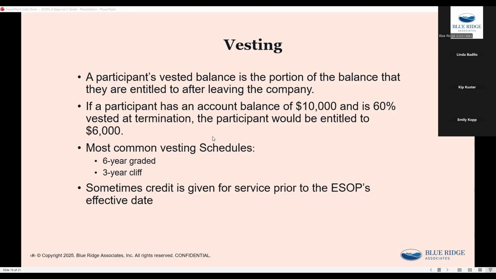Something else to consider is that sometimes prior service before a plan's effective date is counted towards a participant's vesting, and sometimes vesting credit is not given until the plan's effective date. So it's important to understand those rules and know the rules that you have in your plan documents, so that whenever you're speaking with your participants about the ownership percentages in their accounts, what service is counted for plan purposes is in line with what your plan rules are.